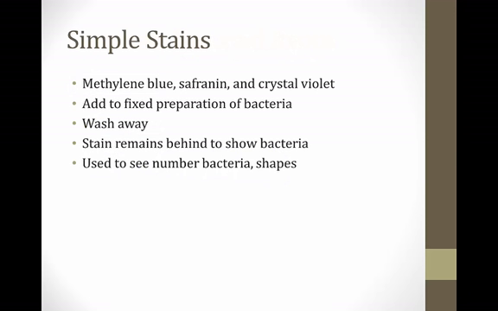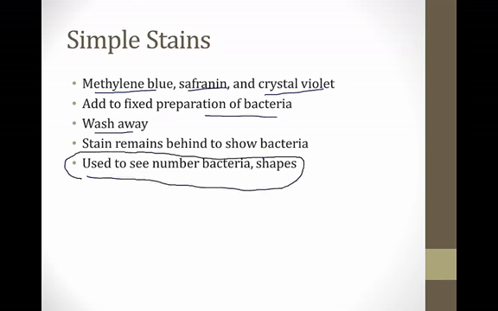So before I mention specific stains, you should know that there are a lot of simple stains that we use just to see bacteria under the microscope. Over 100 years ago, when people figured out that bacteria cause disease, they had trouble seeing them under the microscope, so these stains were developed which stain basically all bugs the same. These are things like methylene blue, safranin, and crystal violet. You add them to a fixed preparation of bacteria and then wash it away, and the stain remains behind. These are non-specific, but they allow the bacteria and the bacterial shapes to be easier to see.